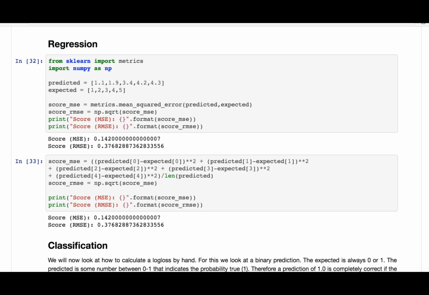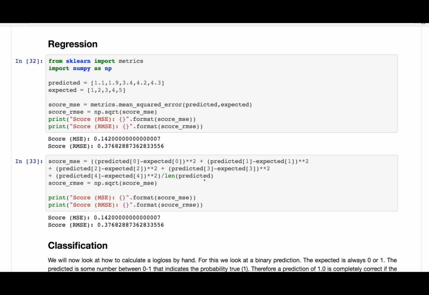The code near the top is demonstrating how you would calculate mean square error and then root mean square error using the built-in functions. Normally this is how you want to do it, and this is what we saw earlier. However, if you want to see how to actually calculate this, you can see that we get the exact same results. We're basically taking a sum of squares. Here you can see the predicted minus the expected, and we sum those squares, and then finally we divide that by the length of the predicted.